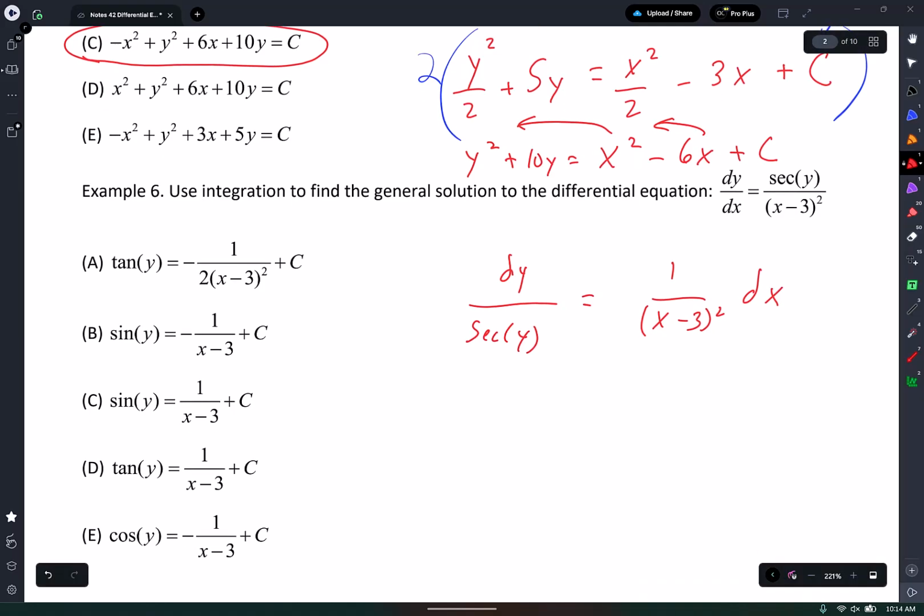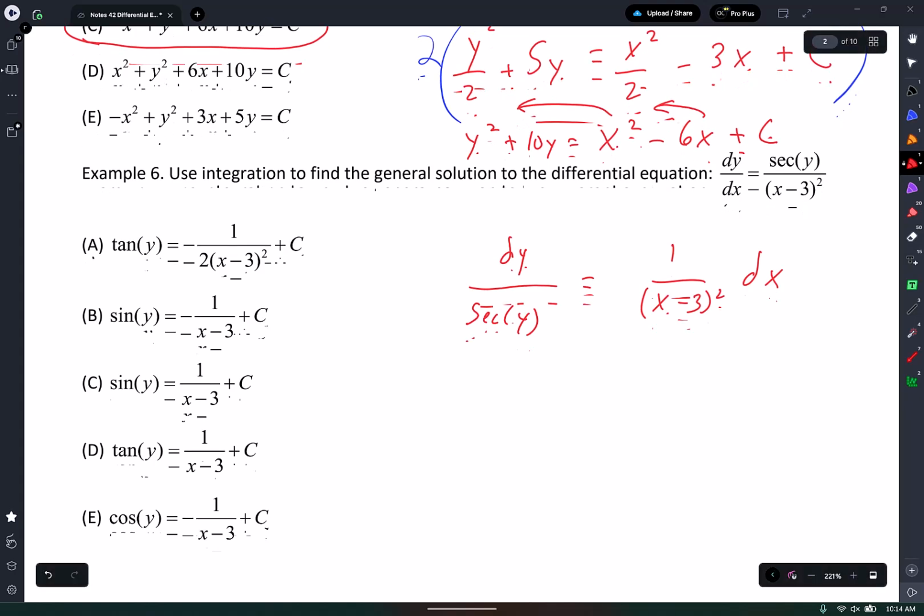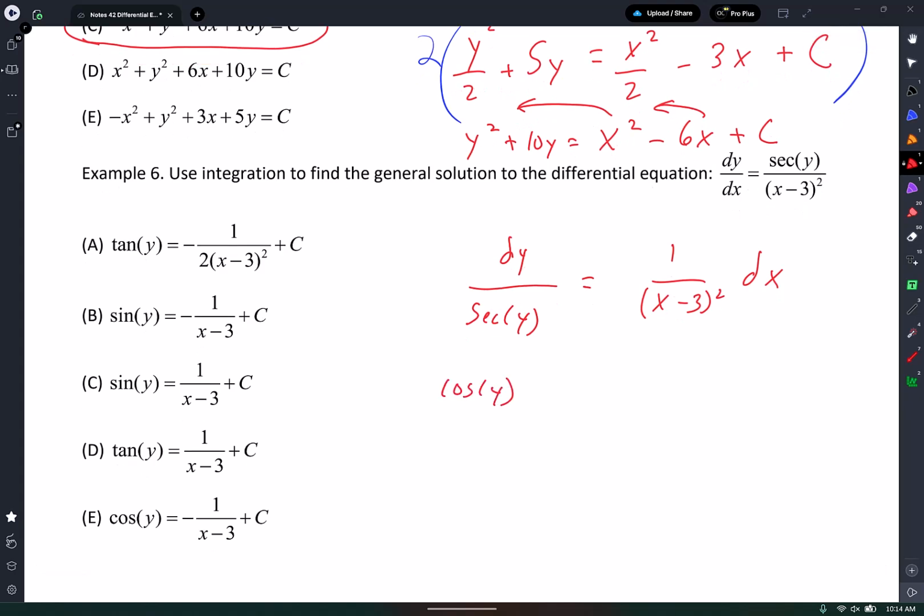All right, since I have the secant y in the bottom, if I bring it up, it just turns to a cosine. All right, I'm ready, or we're ready.